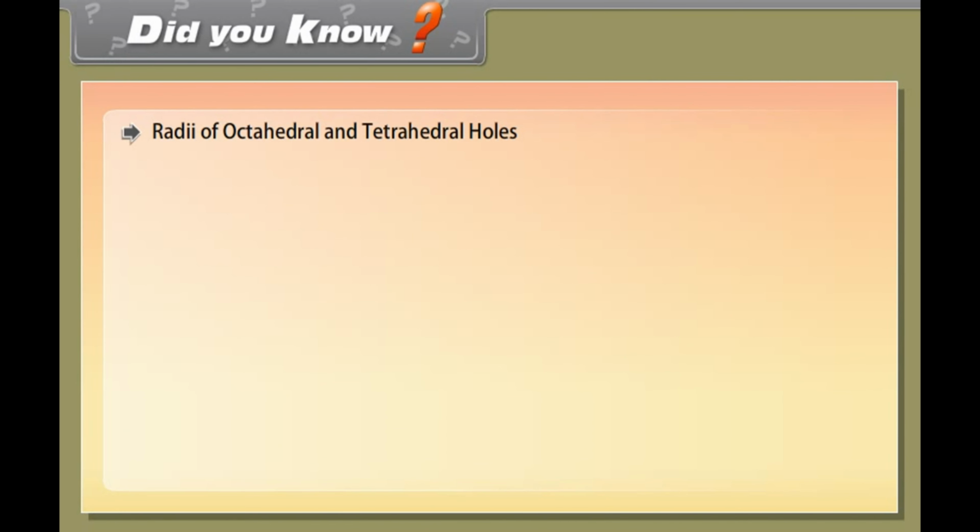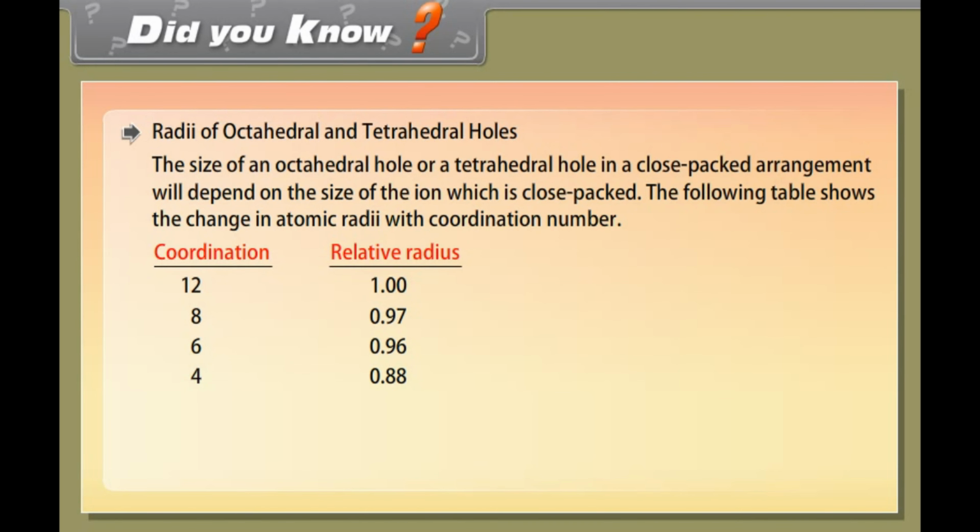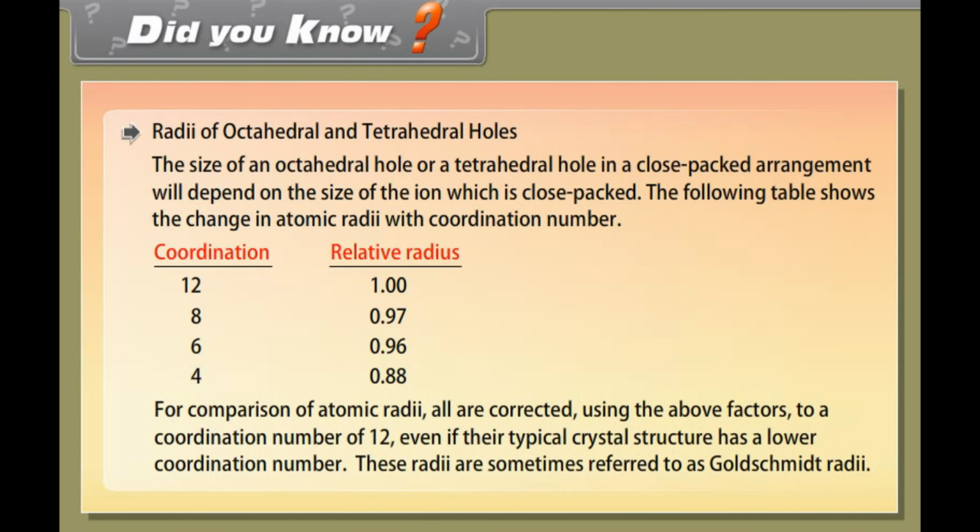Did you know: radii of octahedral and tetrahedral holes? The size of an octahedral hole or a tetrahedral hole in a close-packed arrangement will depend on the size of the ion which is close-packed. The following table shows the change in atomic radii with coordination number. For comparison of atomic radii, all are corrected using the above factors to a coordination number of 12, even if their typical crystal structure has a lower coordination number. These radii are sometimes referred to as Goldschmidt radii.